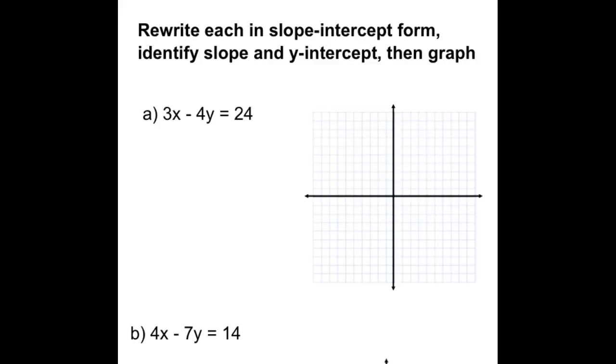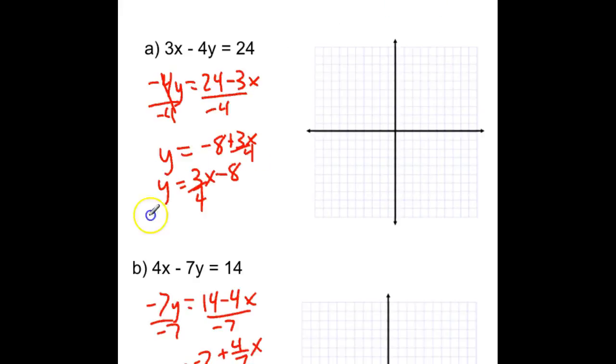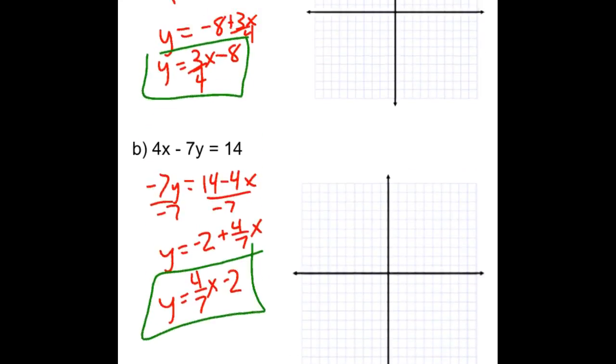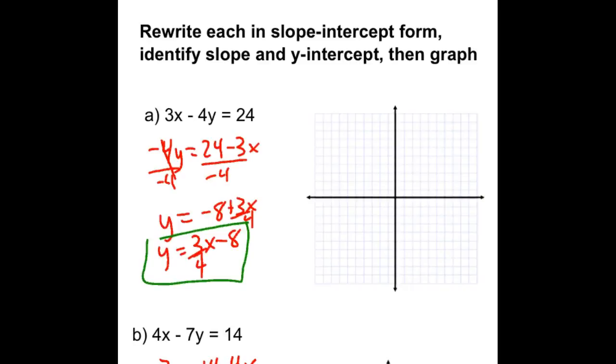So I'll start with pausing the video, rewriting each of them. I'll press play and then I'll go through the graphing so you can check your rewritten version with mine. Okay, here are my rewritten forms. Y equals 3/4 x minus 8 and y equals 4/7 x minus 2. To graph them, remember you're going to graph the intercepts, you're going to find that -8. 1, 2, 3, 4, 5, 6, 7, 8. And the slope is 3/4, so it's up 3. 1, 2, 3 over 4. 1, 2, 3, 4. Up 3 over 4.